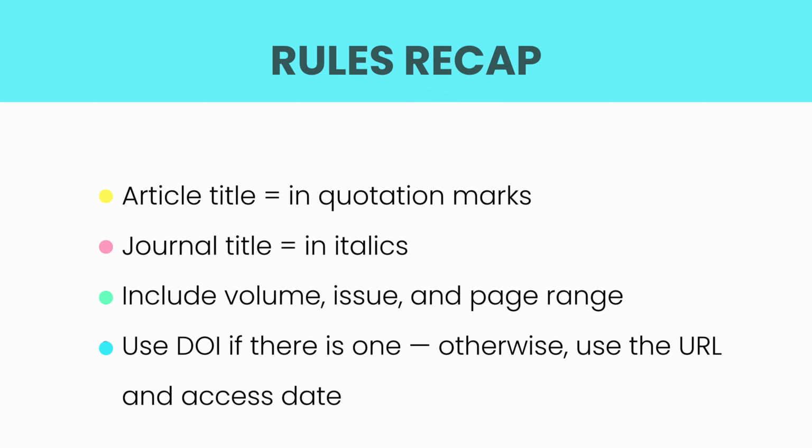If one does not exist or is not listed within that article, then you can always replace it with the URL. But remember to follow that through with the access state.